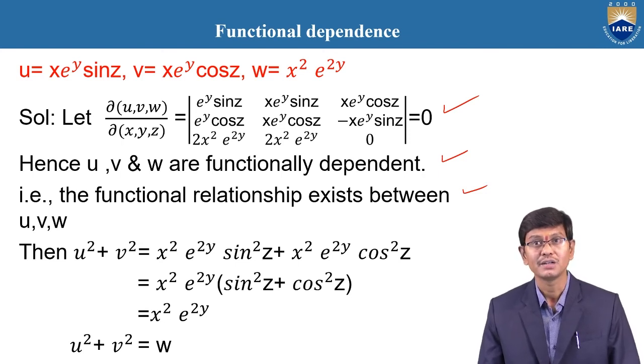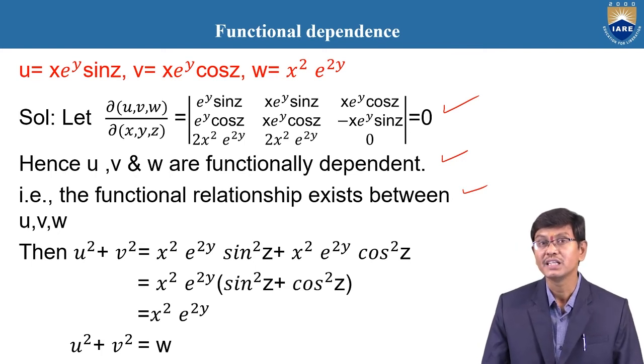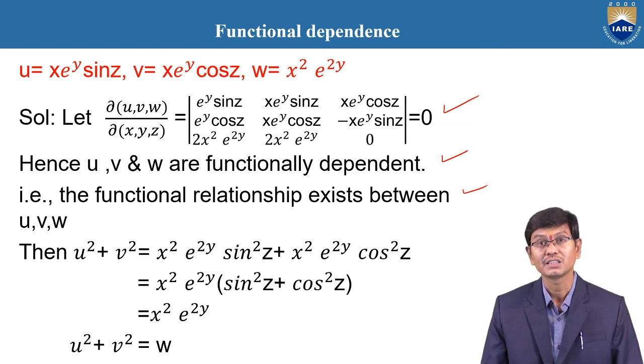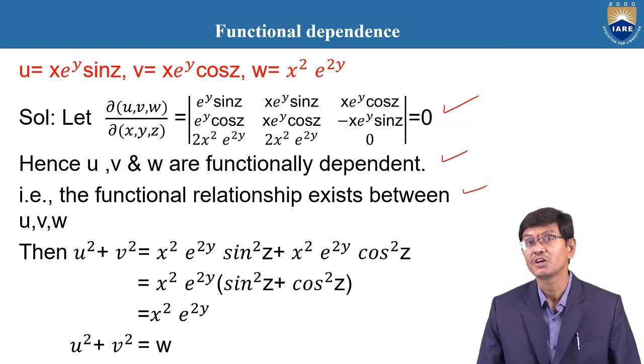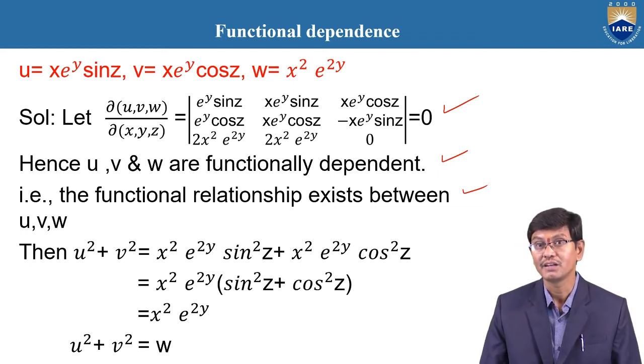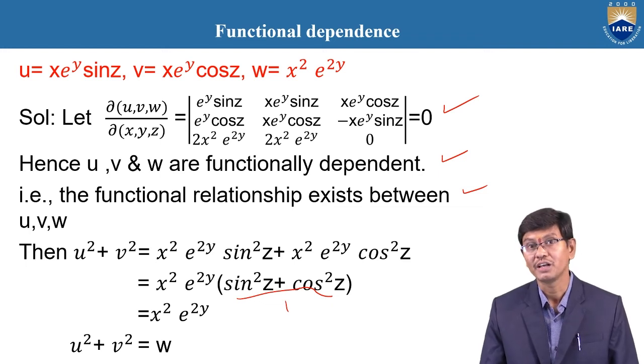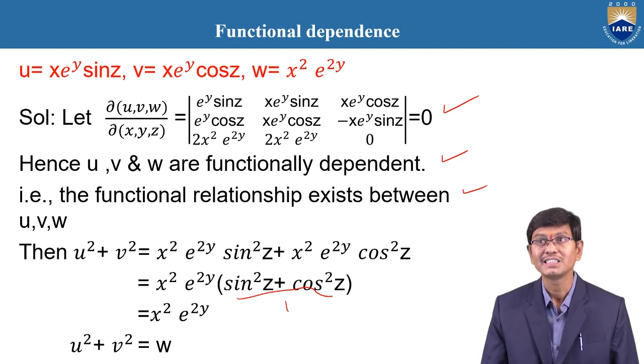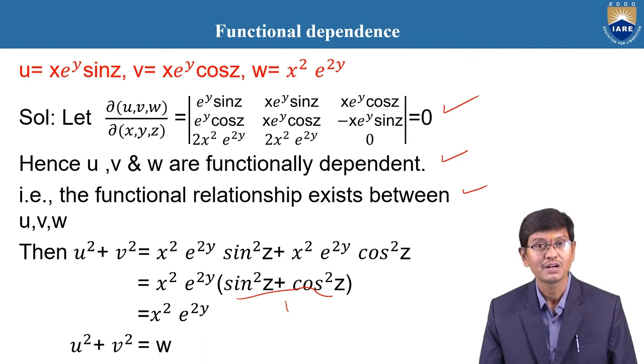Therefore, taking u square plus v square, squaring and adding, you obtain x square into e power 2y into sin square z plus x square into e power 2y into cos square z. Then take x square into e power 2y outside. The remaining part is sin square z plus cos square z. We know that sin square z plus cos square z is 1 only. Therefore, we get x square into e power 2y only. Therefore, u square plus v square is equal to w. Therefore, this is the relation between u, v, w. It is possible that u square plus v square is equal to w. Why?